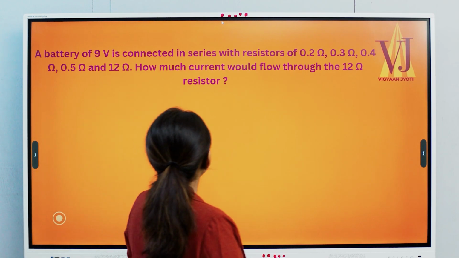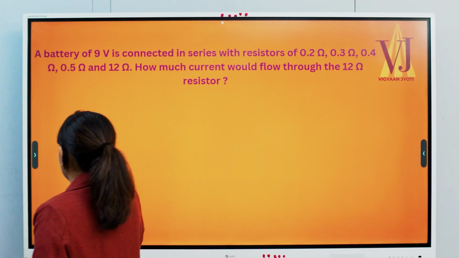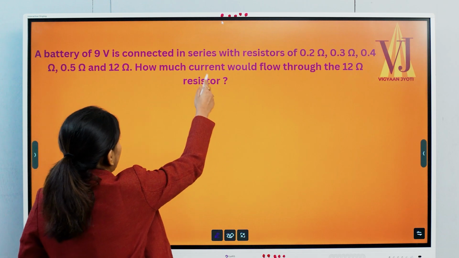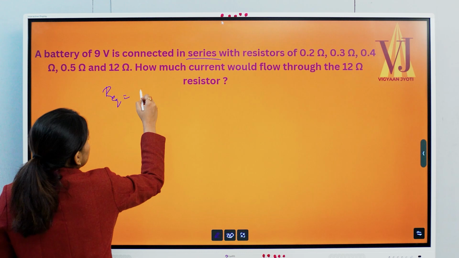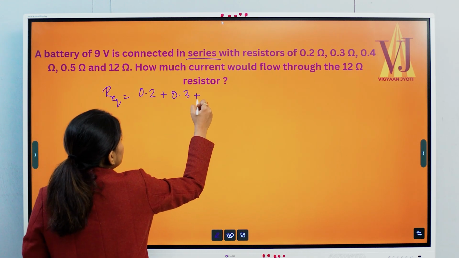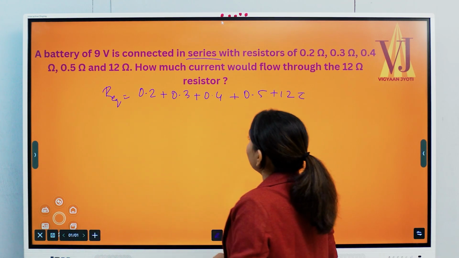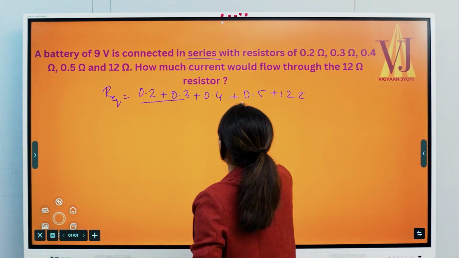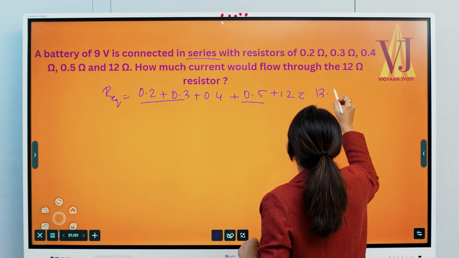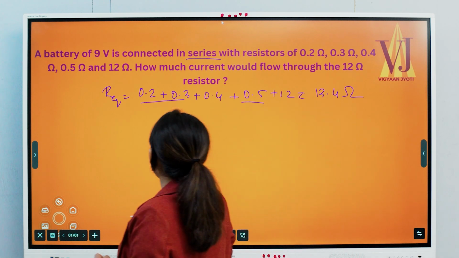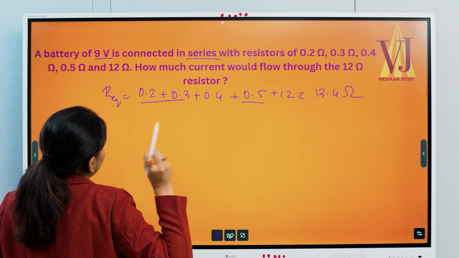A battery of 9 volt is connected in series with resistors, all this. How much current would flow through the 12 ohm resistor? Okay, so first of all, they are connected in series. That means my overall equivalent resistance will be 0.2 plus 0.3 plus 0.4 plus 0.5 plus 12. Clear? So 0.2 plus 0.3 plus 0.4 plus 0.5 is 1.4, and with 12 it is 13.4. So total there is 13.4 ohm. Understood? Now, how much voltage is there? 9 volt is there. You have to find out how much current is flowing through the 12 ohm resistor.